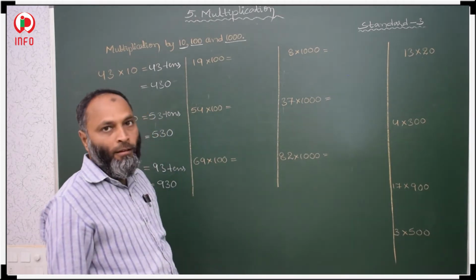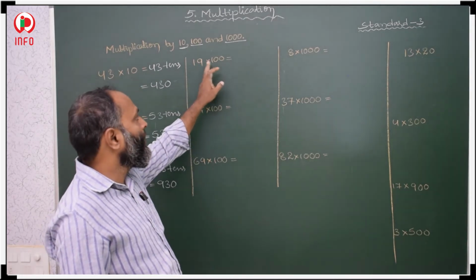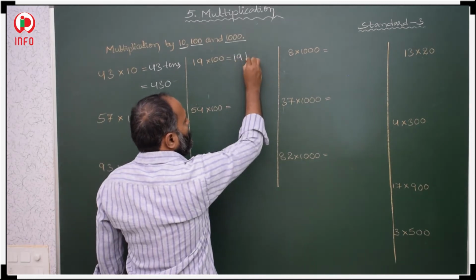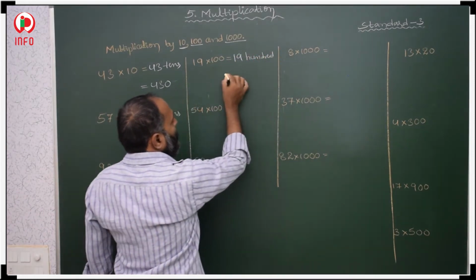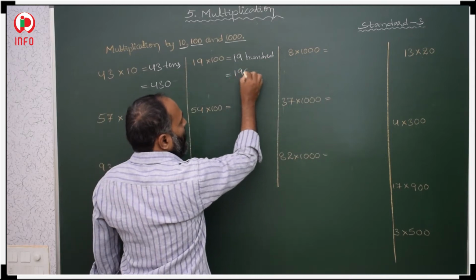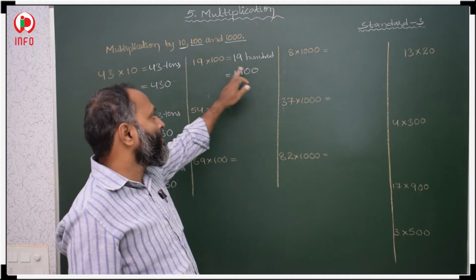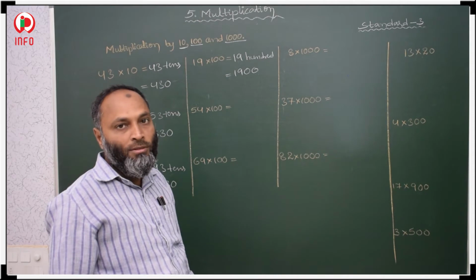Now with 100, 19 into 100 is 1900. That is 19, and we have to take 2 zeros. Why are we taking 2 zeros here? In 100 we have 2 zeros, so that is why in ones place and in tens place we have to keep 2 zeros.